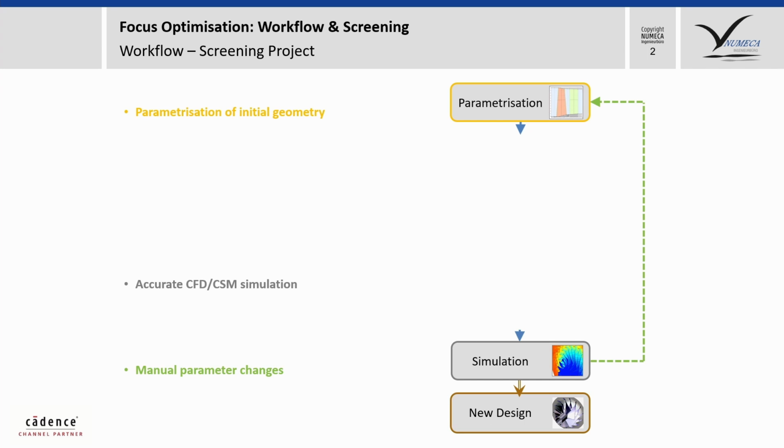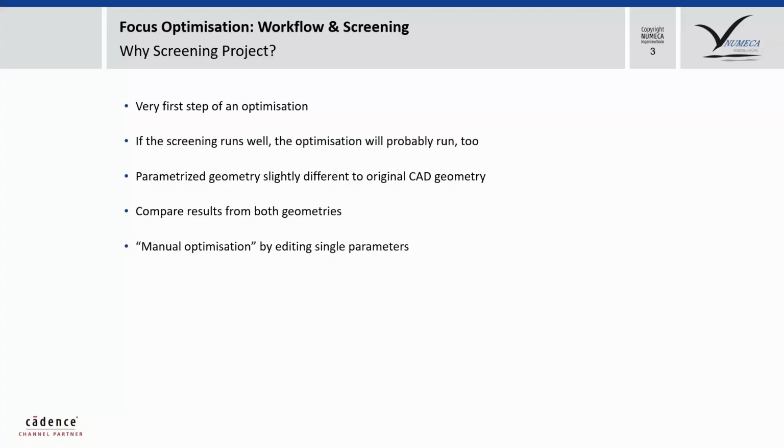And if you repeat these steps and modify some of the parameters, you can do some kind of manual optimization. And why do we do that? Well, before starting an optimization, this is basically the very first step you need to do. And if you set up everything correctly, and if the screening runs well, in most cases the optimization will run as well.